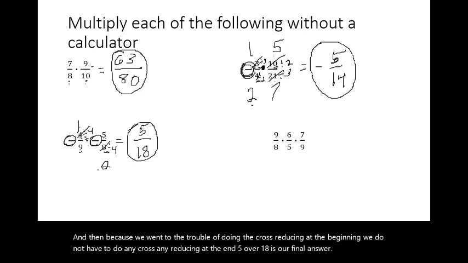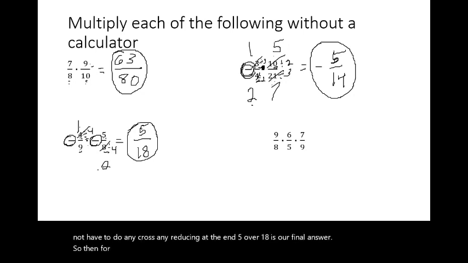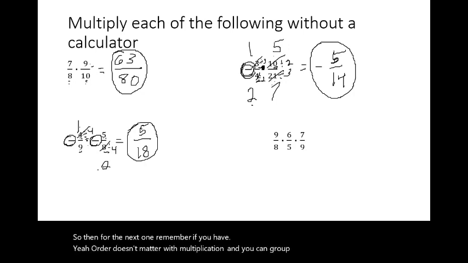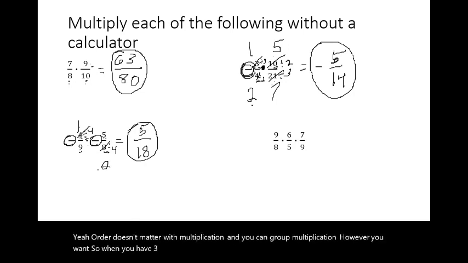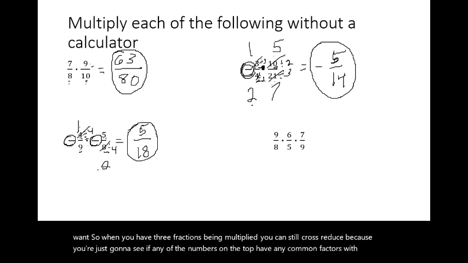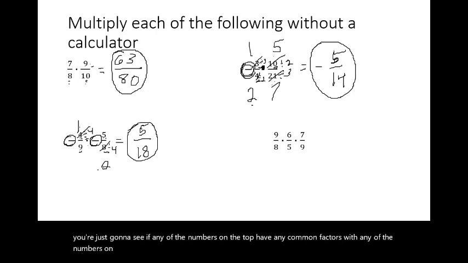So then for the next one, remember, order doesn't matter with multiplication, and you can group multiplication however you want. So when you have 3 fractions being multiplied, you can still cross-reduce because you're just going to see if any of the numbers on the top have any common factors with any of the numbers on the bottom. Now, I will say one thing that you should look for is if any of the numbers on the top are the exact same as the numbers on the bottom.